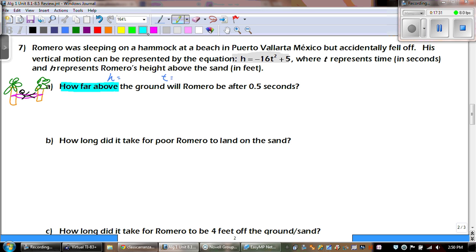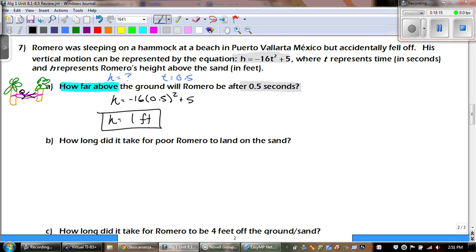It says, how far will he be off the ground after 0.5 seconds? Well, in this one, we know what the seconds are. We're looking for how high he is. So h equals, and then all we're going to do is plug in 0.5 for the t. Okay? So what do you get? Go ahead, use your calculators. I'm not plugging it in for you. You can do it. You should get that the height was 1 foot.